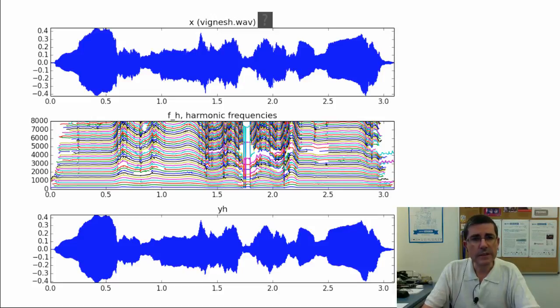So from this sound that we already heard, this is the synthesized sound, which is quite close to the original one. So for this sound, the harmonic model works quite well.